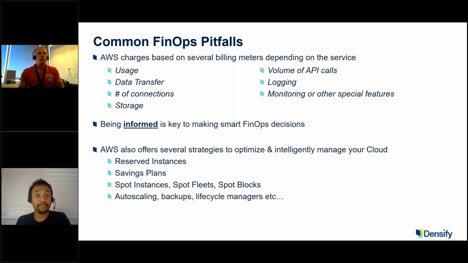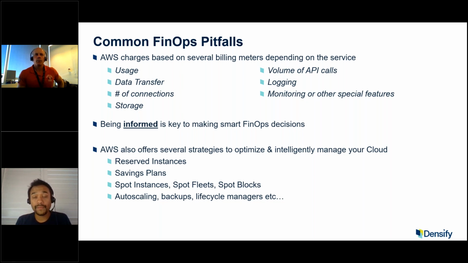It could be based on the amount of hours that you're using it. It could be based on data transfer, number of concurrent connections, or gigabytes of storage volume that you consumed. Perhaps you've enabled logging or any other special features. So the first thing we say is that being informed is key to making smart FinOps decisions in any kind of organization out there.